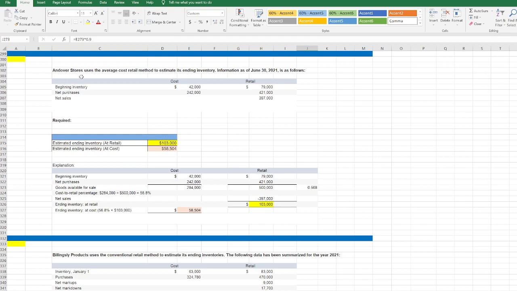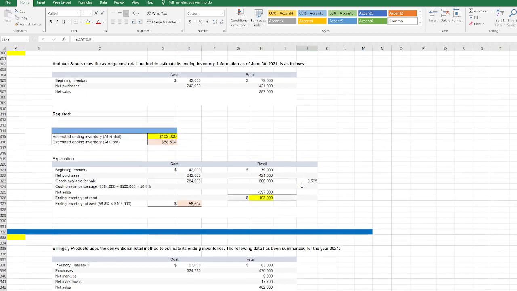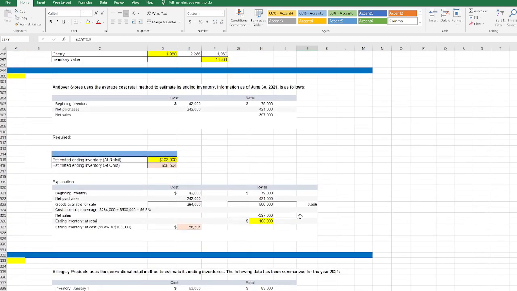The Andover stores use an average cost retail method to estimate the ending inventory. Okay, so there are like 3 problems in a row, but they ask for different things. So this one wants to know the ending inventory at retail. Okay, it's 103,000. How did I get that? And then the estimated ending inventory at cost.